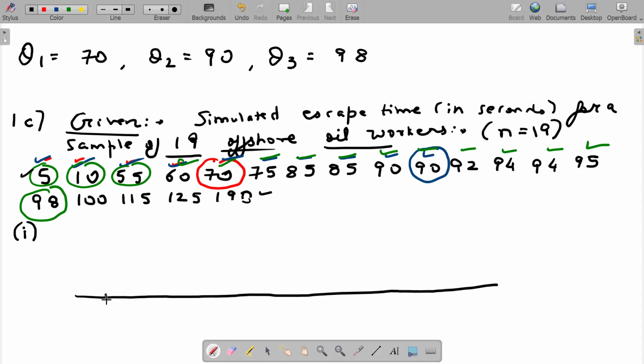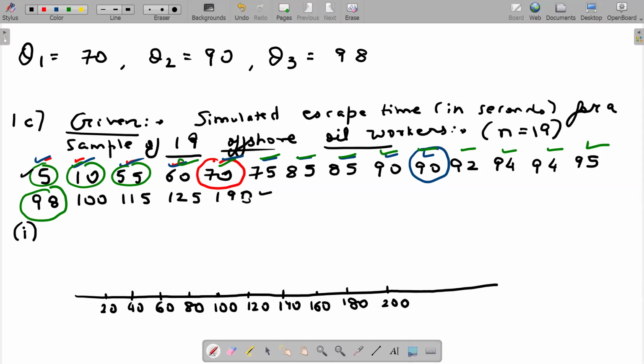So let's say 20, 40, 60, 80, 100, 120, 140. These are all equidistant gaps. 160, 180, and then we have 200. You could have taken some other scale as well. It's up to you.